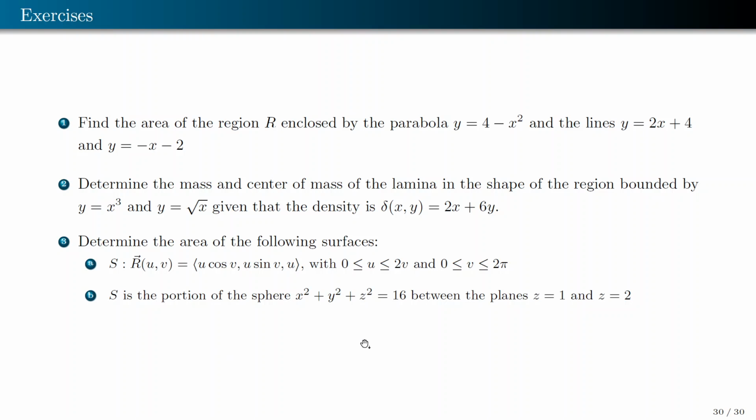Okay, so with that, sana natutunan natin at na-appreciate na maraming pwedeng i-applyan ng double integrals. Okay, so that ends the lecture. Thank you for listening.